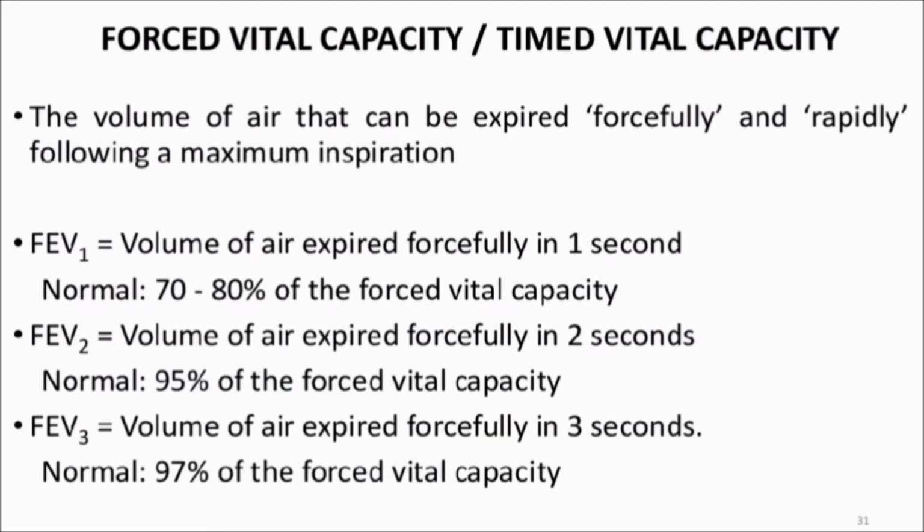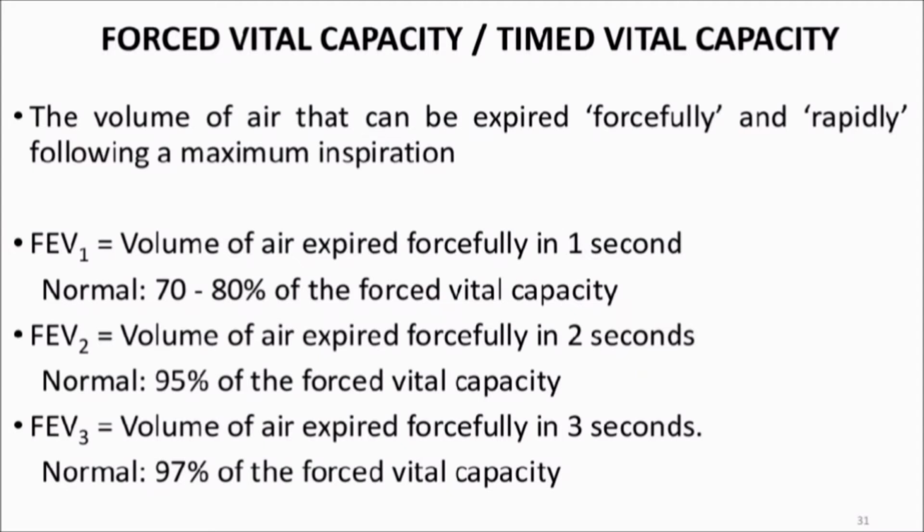So I told you about the FVC and FEV1. What is this FVC? Forced vital capacity, or timed vital capacity. It is the volume of air that can be expired forcefully and rapidly following a maximum inspiration. Actually it's like 6 seconds. We have to expire forcefully and fast for 6 seconds following a maximum inspiration. So we get FEV1, FEV2, FEV3, FEV4, FEV5, FEV6, that is forced expiratory volume in 1 second, 2 second, 3 second, 4 second, 5 second, 6 second.